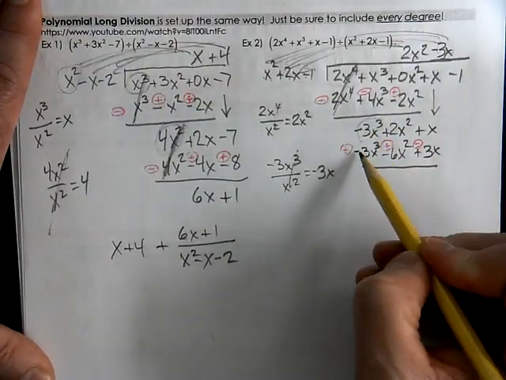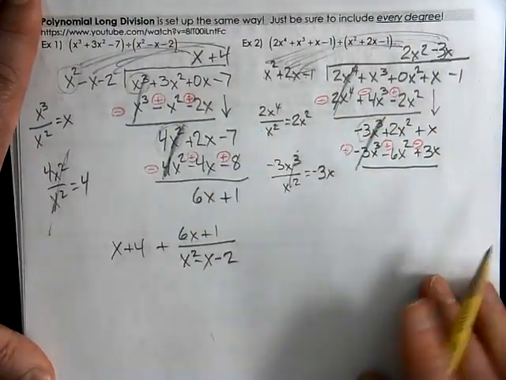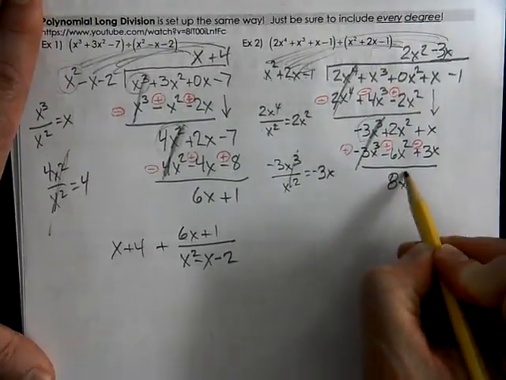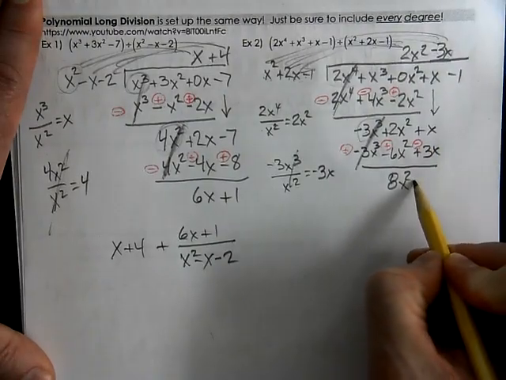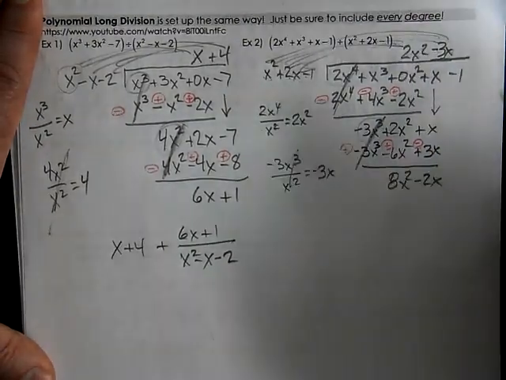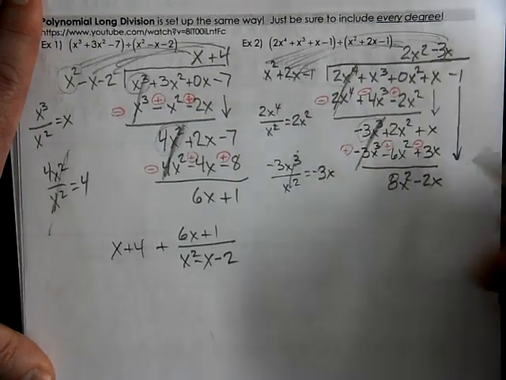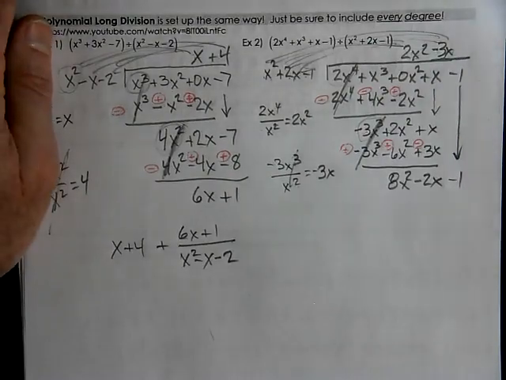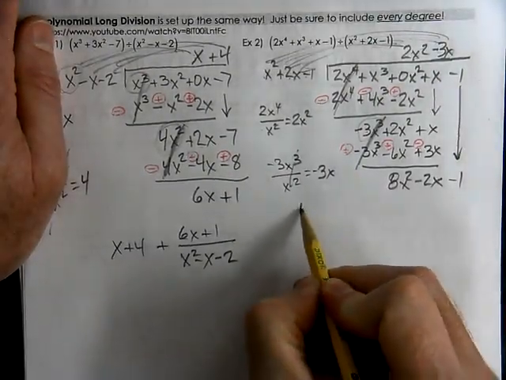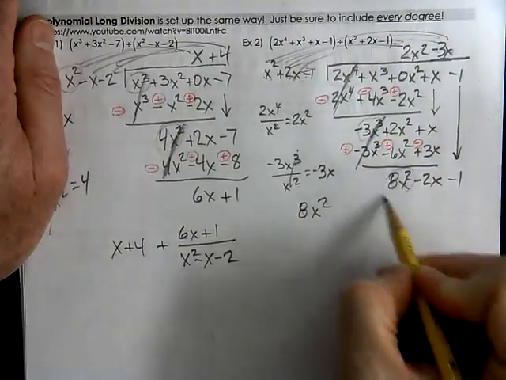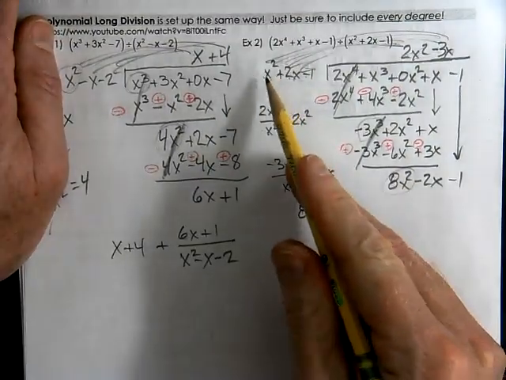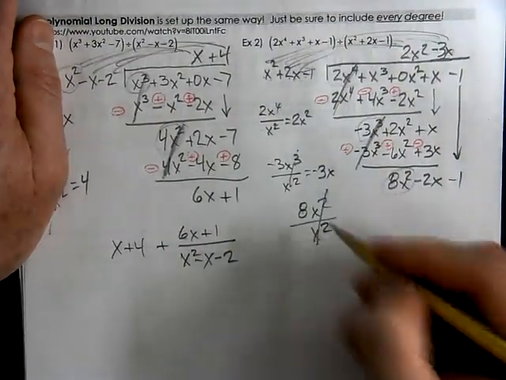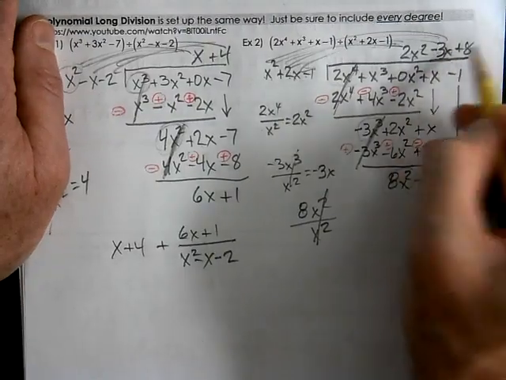So we have a negative 3 and a positive 3, so that's going to cross out completely. We're left with 8x squared and a negative 2x. And we drop down our minus 1. Then our last time through, take your large term, 8x squared, divided by x squared. That leaves you with the plus 8.